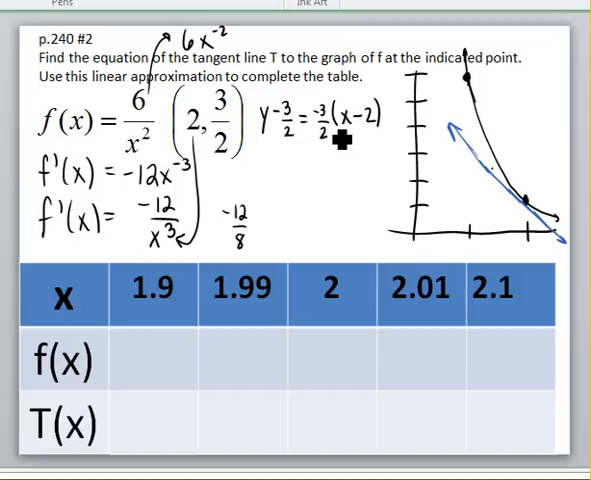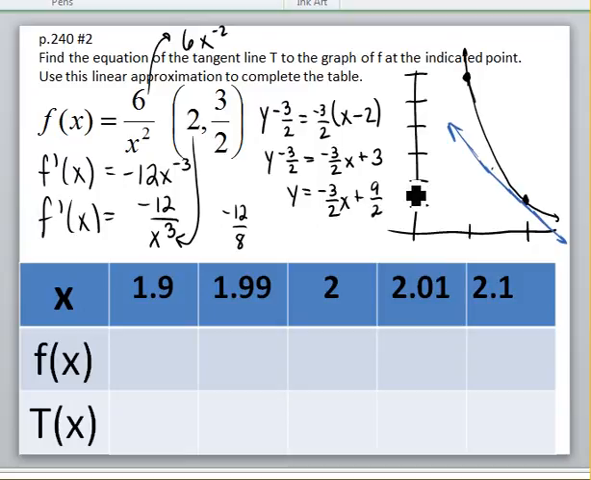I don't really like the way this is written. I'm going to have it as a y equals equation, so I'm going to say y minus 3/2 equals negative 3/2 x plus, that would be 3. And then I'm going to add 3/2 to both sides. When I add 3/2 to both sides, I end up with negative 3/2 x plus 4 1/2, which would be 9/2.